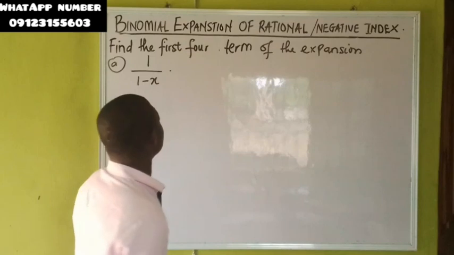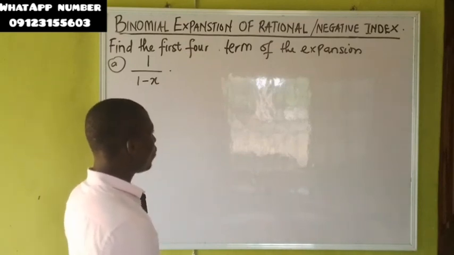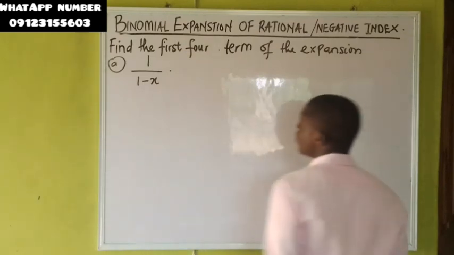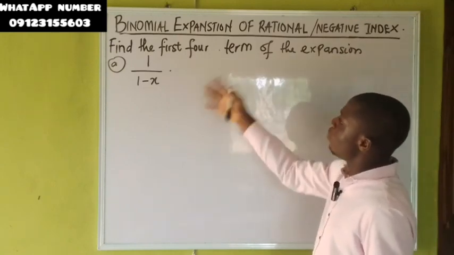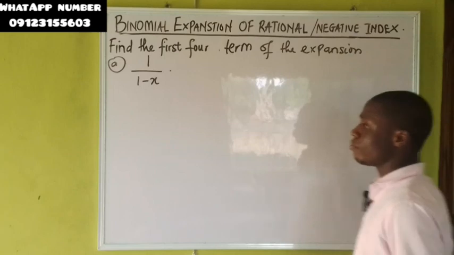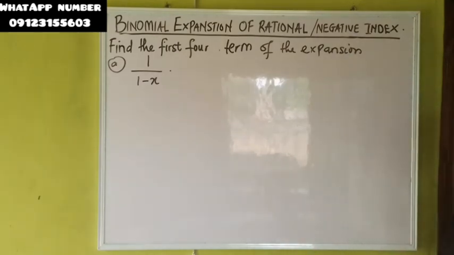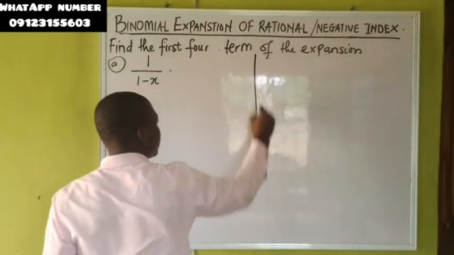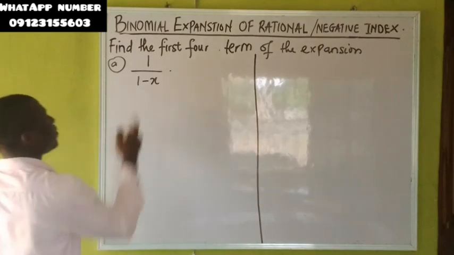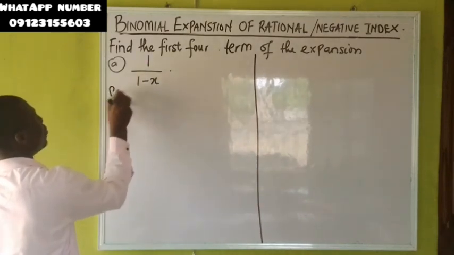So we are told to find the first 4 terms of the expansion of this. My first task here is to rewrite this in index form. I know very well that I can write this in index form.